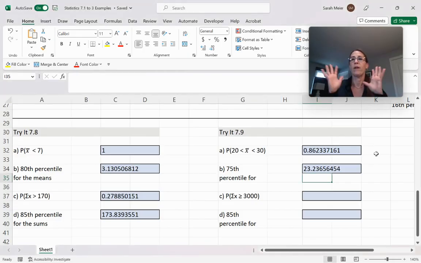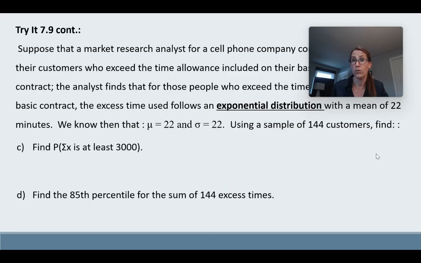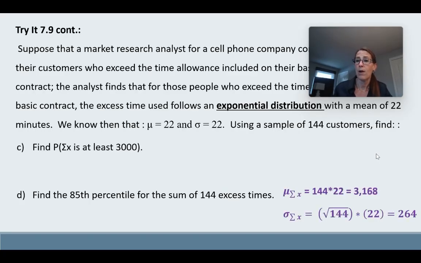So again, remember that the point of this video in this section 7.3 is to think about the difference between means and sums and use the different standard deviation and means for those things. So this is a sum problem. So our new mean for our sample sums is the sample size, 144, times the original mean of 22, which gives us 3,168. And our new standard deviation of the sample sums is the square root of 144 times 22. Again, this is just 12, so 12 times 22 is 264.